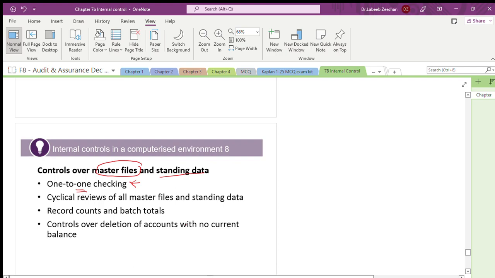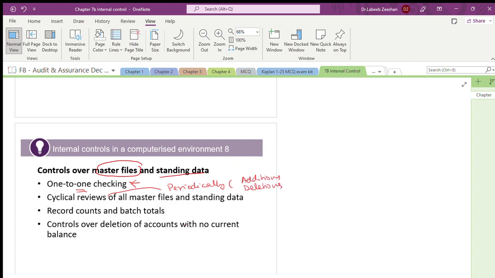Next, the master file should be reviewed periodically, because there will be some additions and some deletions. Periodically, every month.